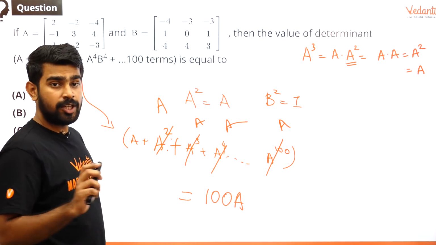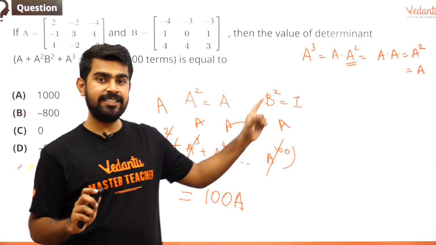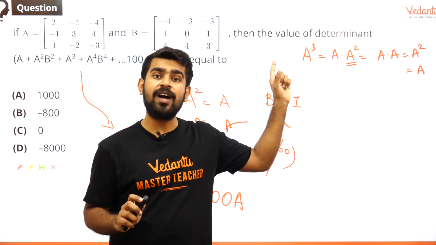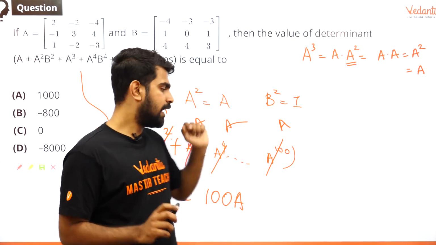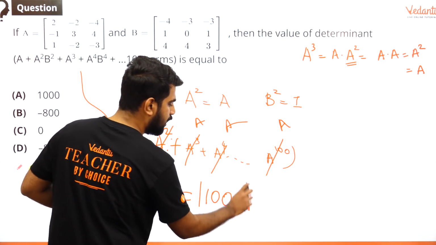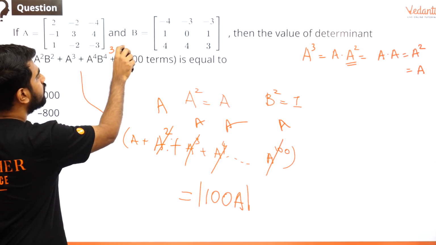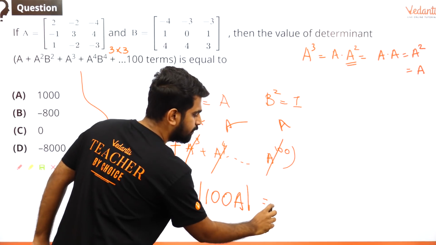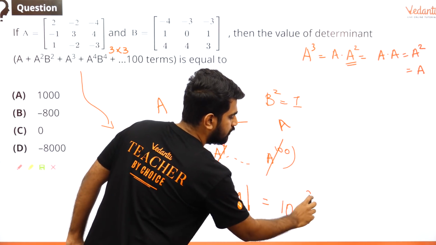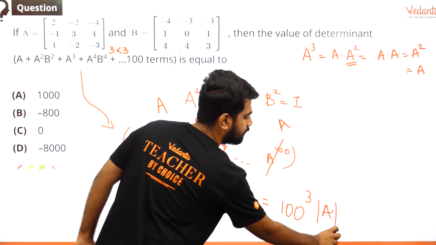100A. But that is not the question, guys. Go back and read the question. What is given here? Find the value of the determinant. So I need to find the determinant value of this. And what is A? A is a 3 cross 3 matrix again. So it is going to be 100 to the power 3 determinant of A.